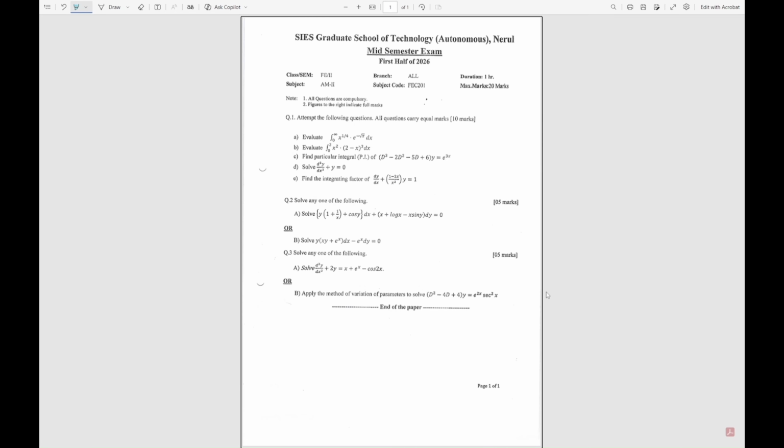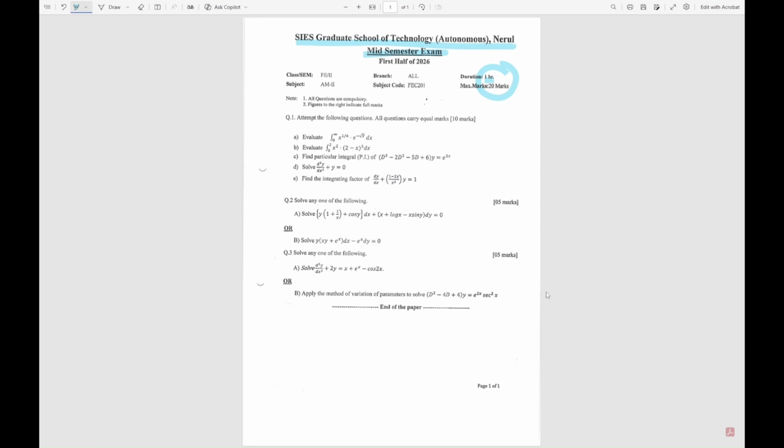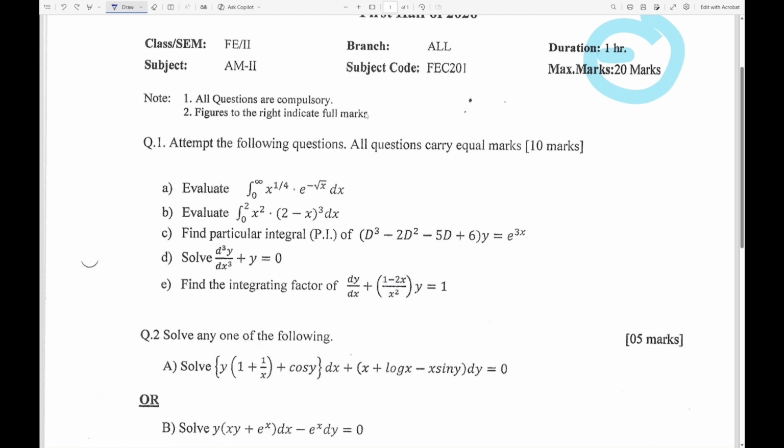In this video we are going to discuss the mid-semester examination question paper held at the SIES Graduate School of Technology, Nerul. As you can see, the question paper is of 20 marks and has a duration of 1 hour. Let us see first each question, let us strategize, and then we can see the detailed solution of everything. In question number 1, there are 5 sub-questions, each carrying 2 marks.